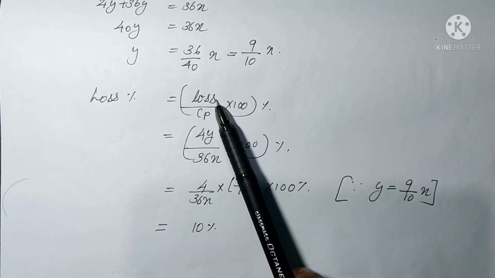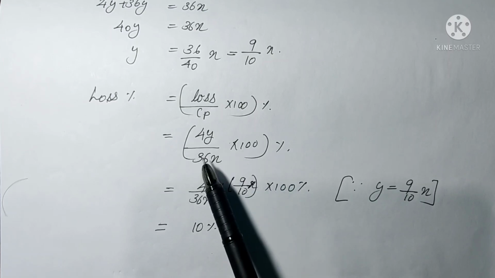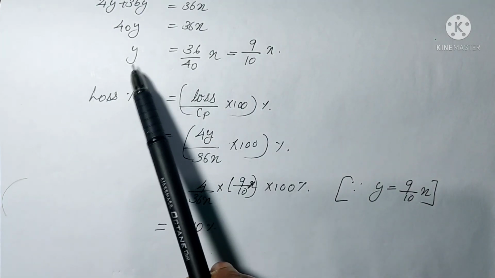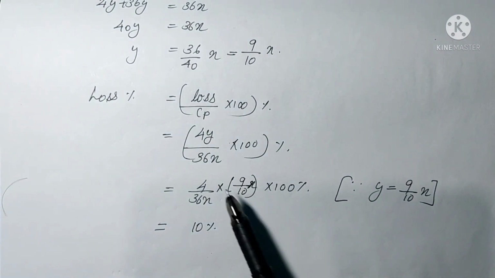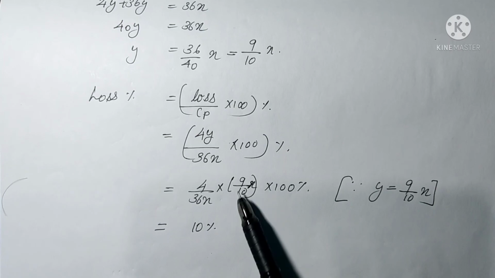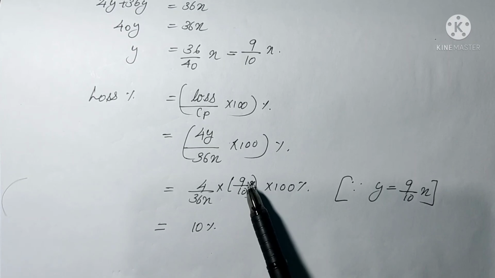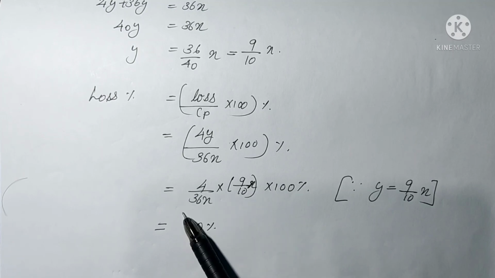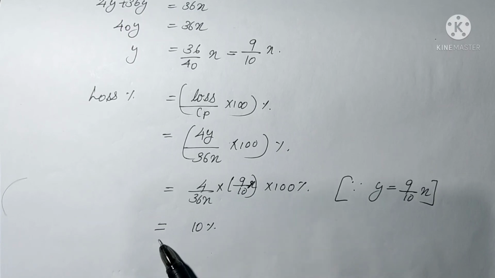Here loss is 4y. 4y by 36x into 100. Now here instead of this y we can substitute this value. What is y here? Y is equal to 9 by 10x. So that value we are substituting here. 4 by 36x into 9 by 10x into 100%. Now x become cancelled. 9 and 36 also you can cancel, 4 will come. Then 4 and this 4 will be cancelled. Now 10 and 100 also you can cancel, only 10 will remain. Therefore loss percent is equal to 10%. Clear?